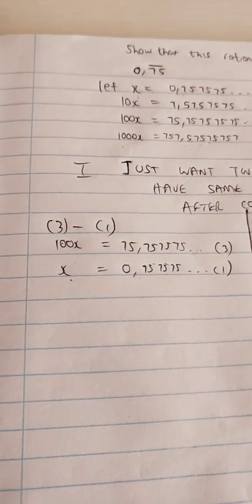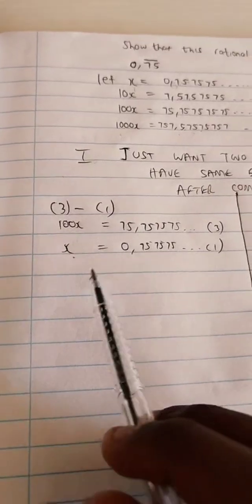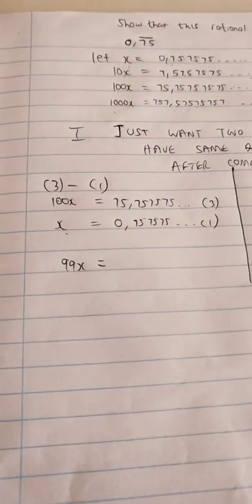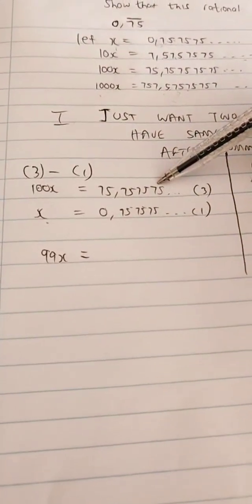100x minus x. I want you to tell me what's 100x minus x. That gives me what on the left, because I want to write down what. Thank you, Tinswalo. So it's 99x. Then we go to the right hand side.